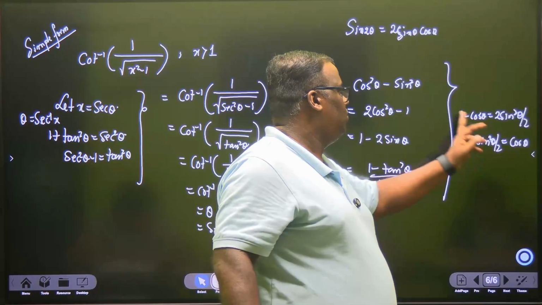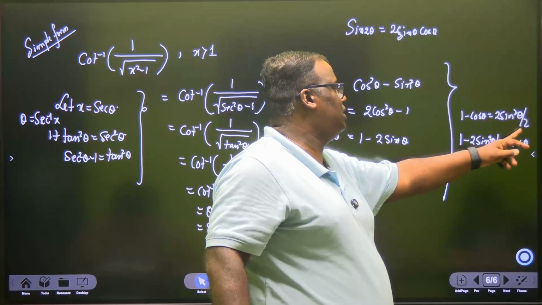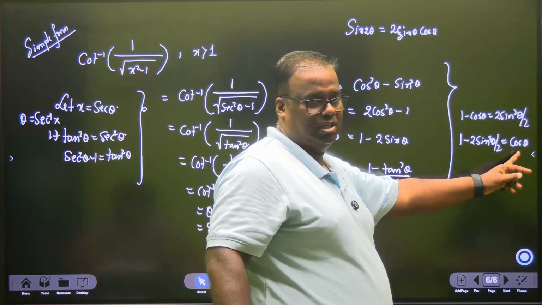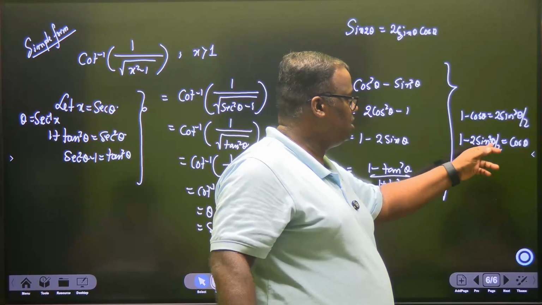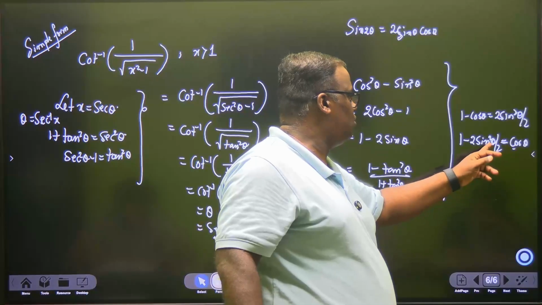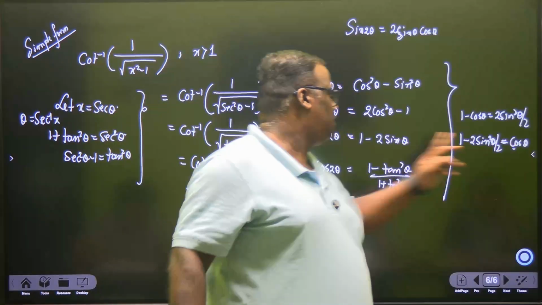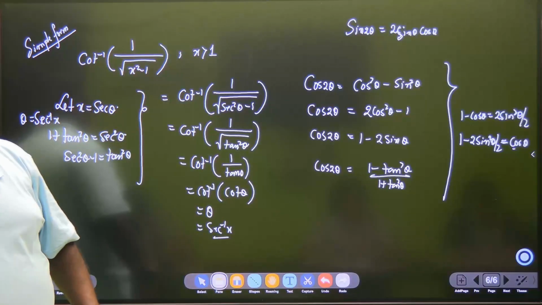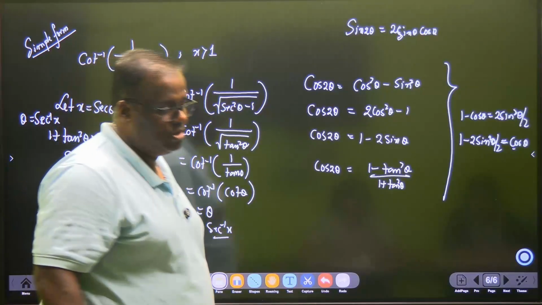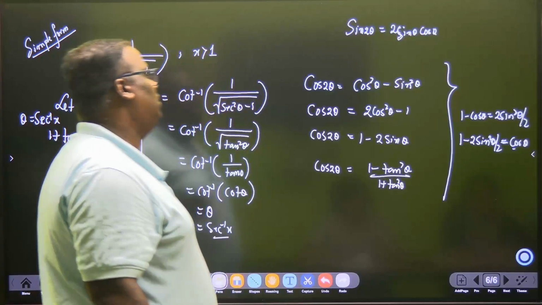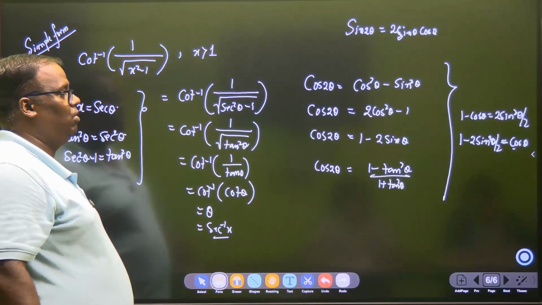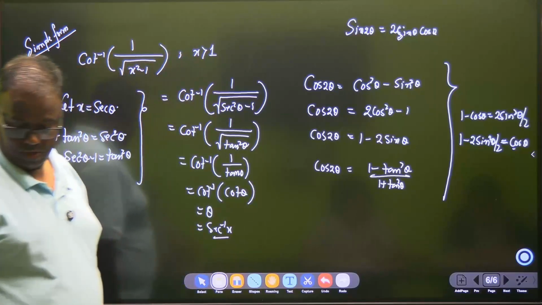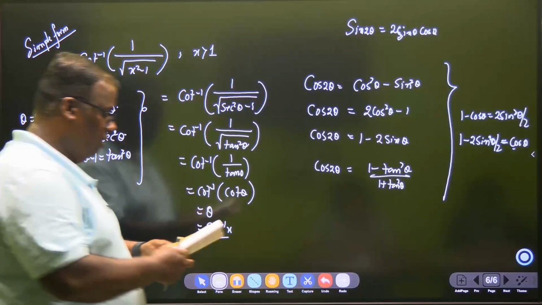1 minus cos theta is 2 sine square theta by 2, which means 1 minus 2 sine square theta by 2 is cos theta. So if you double the angles, this becomes theta, and this will become 2 theta. These four you should know: when cos is expressed with sine and cos, only with cos, only with sine, and with tan. Based on this, let's take up one more.